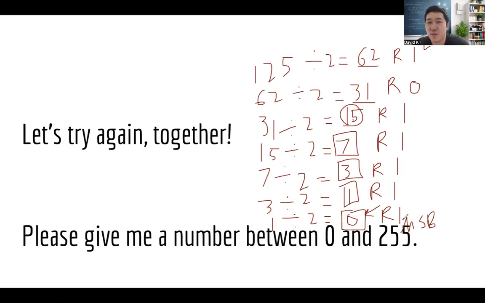So 125 in binary is 1, 1, 1, 1, 1, 0, 1. So 1, 2, 3, 4, 5, 6, 7. So since this is 7 bits, what can we do? If we want to make it 8 bits, yes, that's right, just add a leading 0. All good?